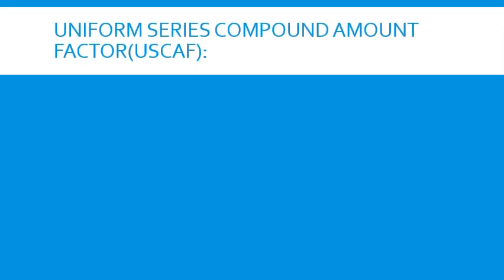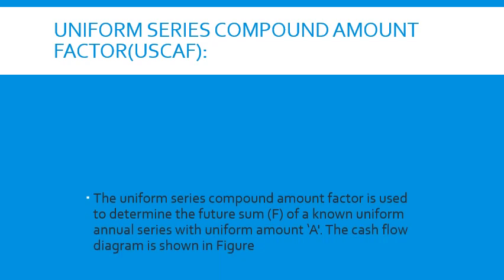The next factor is uniform series compound amount factor. This gives the relationship between uniform series A, compound amount factor F. So this gives the relationship between A and F. Till now we have derived the relationship between P and F, P and A, and now the last set, that is the relationship between A and F.